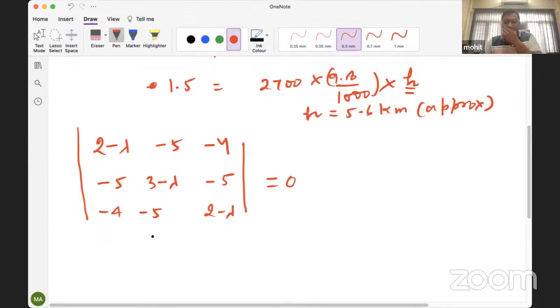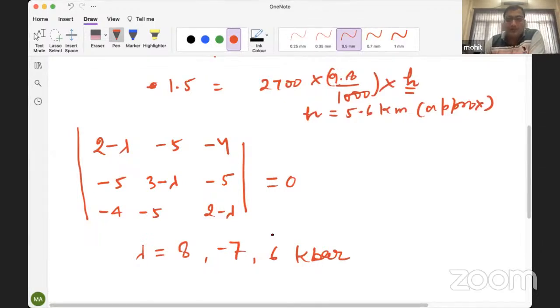It will be a cubic order equation. When you solve this determinant and the cubic order equation, your lambda should represent the principal stresses, and those will be 8, minus 7, and 6 kilobars.